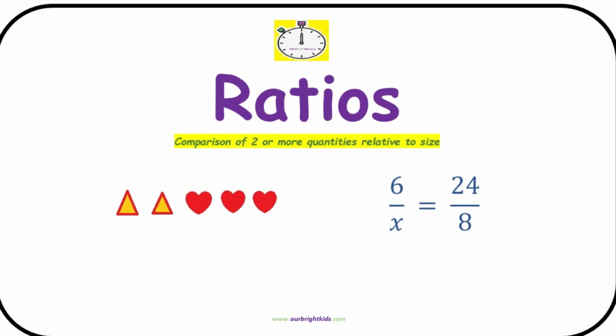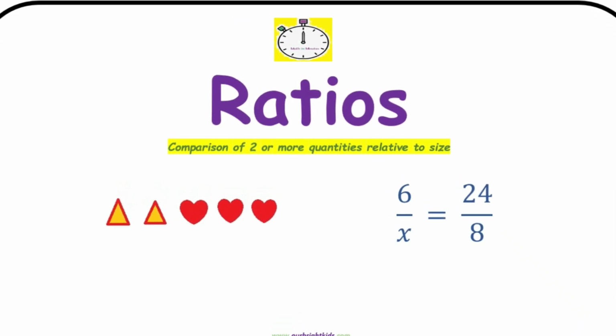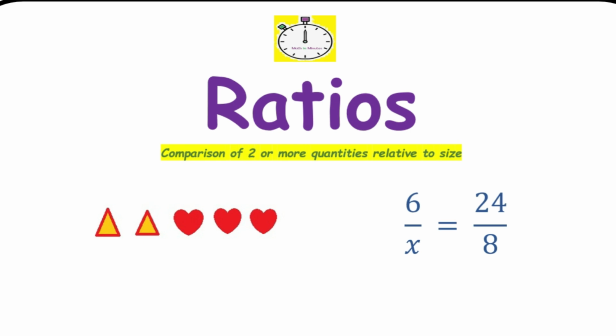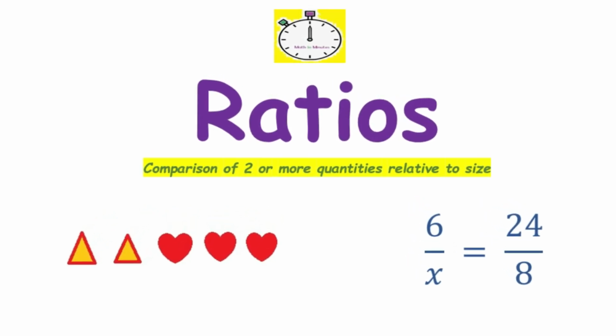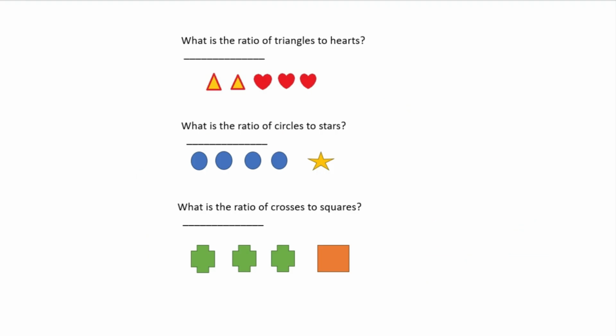In this Math in Minute video, we are going to be talking about ratios. Ratios are basically a comparison of two or more quantities relative to size. So here we have the ratio of triangles to hearts. We have 2 triangles and 3 hearts. So we would write this ratio like this. 2 to 3 is our ratio here.